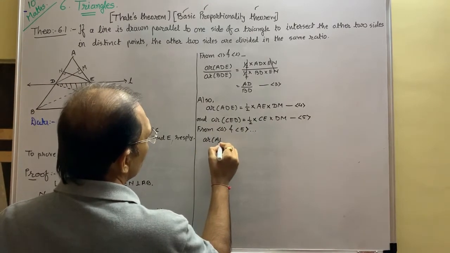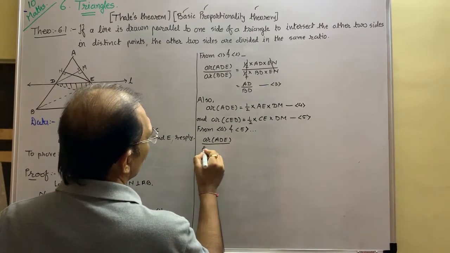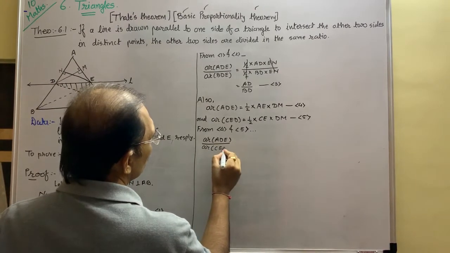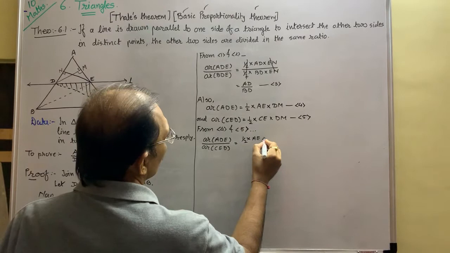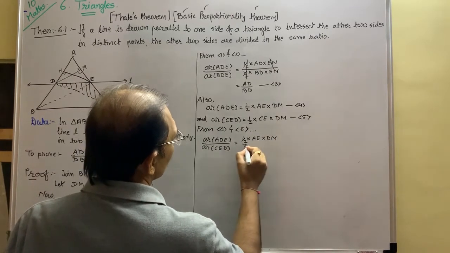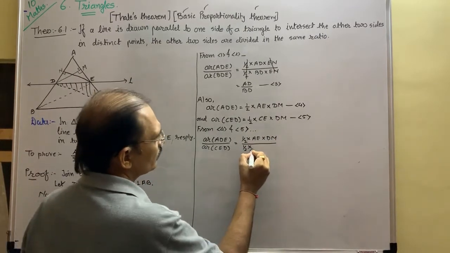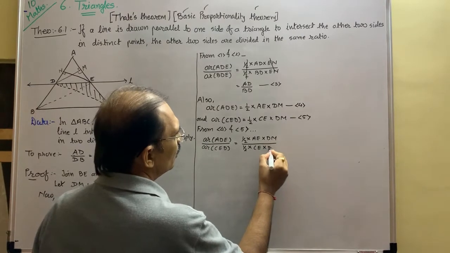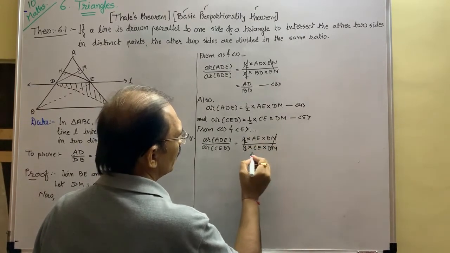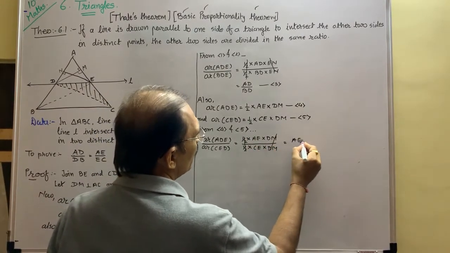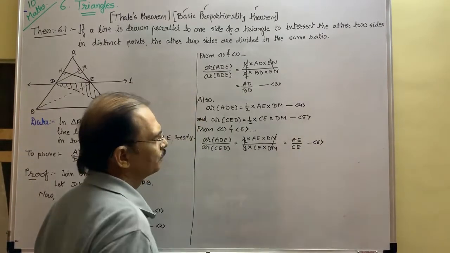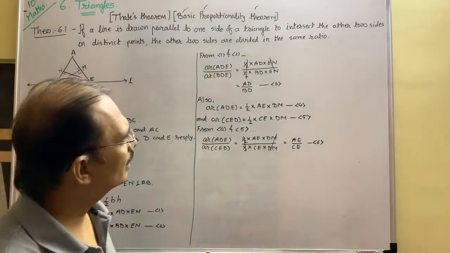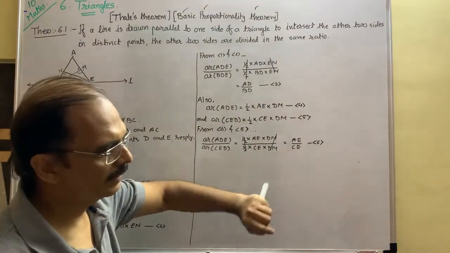Area of ADE upon area of CED, that is equals to half AE into DM upon half CE into DM. DM cancel, half cancel, that is equals to what? AE upon CE. Result number 6. So now compare the result number 3 and result number 6.